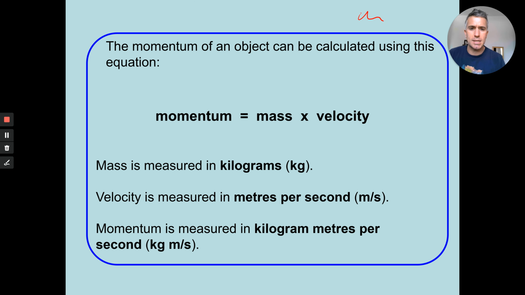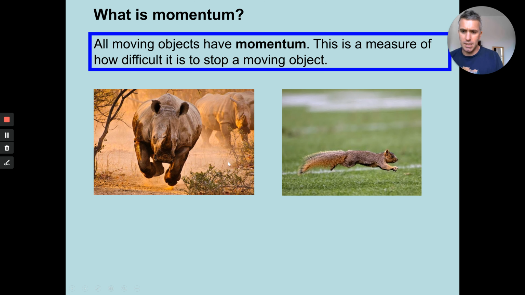Hopefully you fixed that. So let's move on to the next thing. Momentum is all about how fast something moves and how big it is, and really how difficult it is to stop something. Here we have 2 instances. We have a large rhino running towards us at quite a high speed, and a squirrel running at a high speed too, but a lot smaller than the rhino.